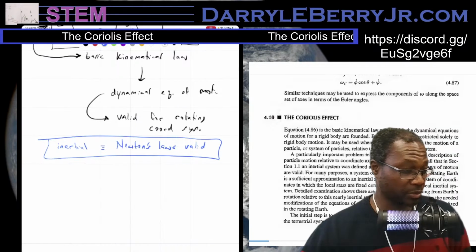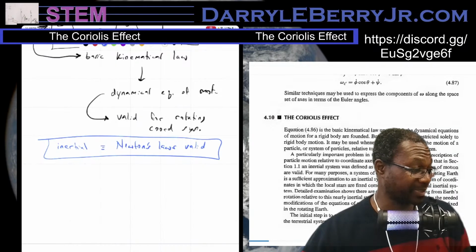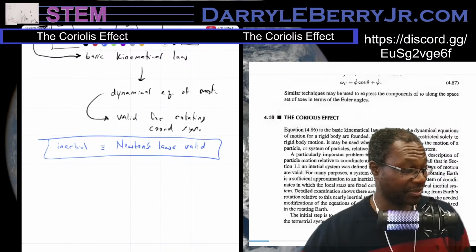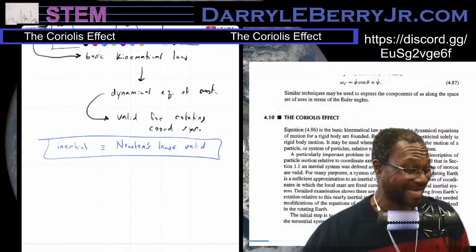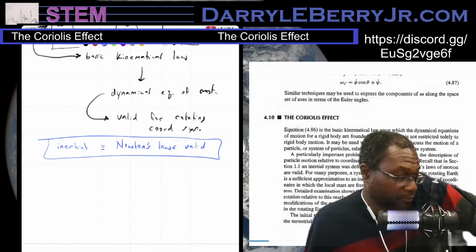Detailed examination shows there are observable effects arising from Earth's rotation relative to the nearly inertial system. Equation 4.86 provides the needed modifications of the equations of motion relative to the non-inertial system fixed in the rotating Earth.